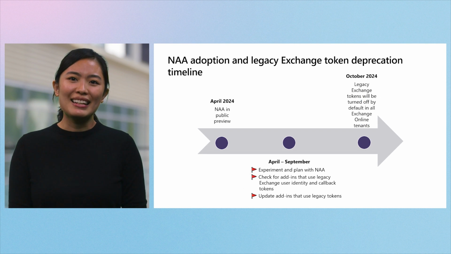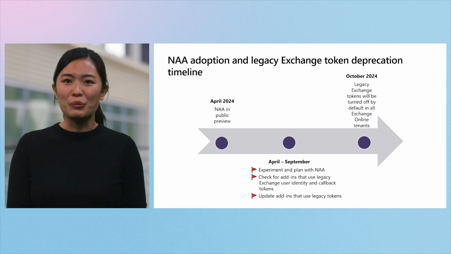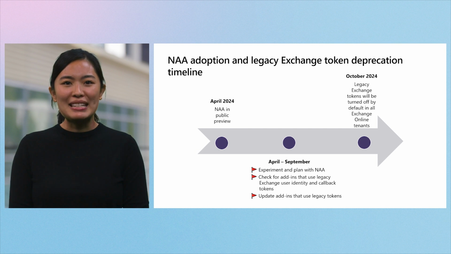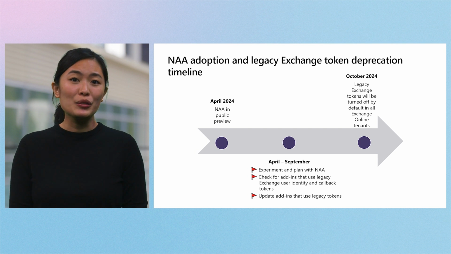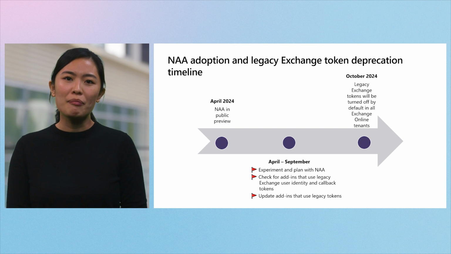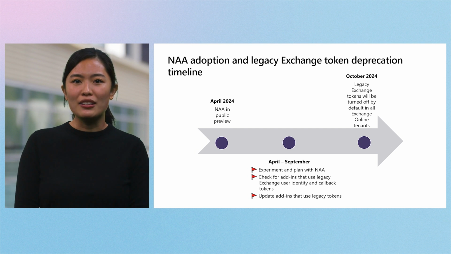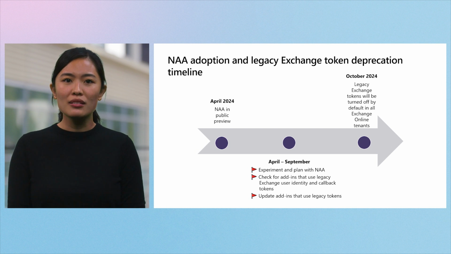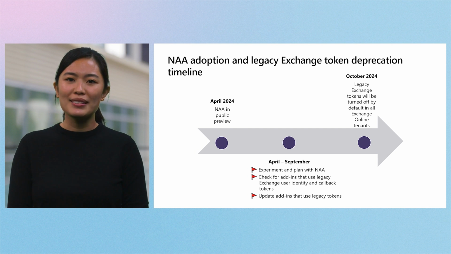We're thrilled to announce that NAA is now available in public preview so that you can start experimenting and planning a simpler authentication solution for your add-in today. In October 2024, Legacy Exchange user identity and callback tokens will be turned off by default in all Exchange Online tenants. In the lead up to this change, we encourage you to check whether your add-ins use these Legacy Exchange tokens, create a proof of concept that uses NAA, and plan out how you'll update your add-ins that use legacy tokens.